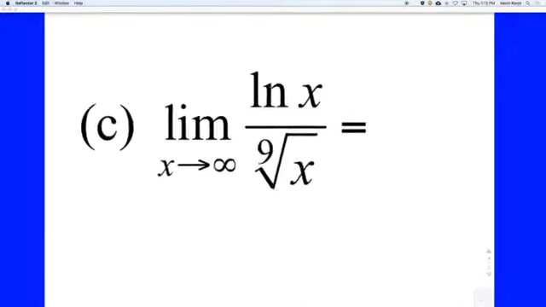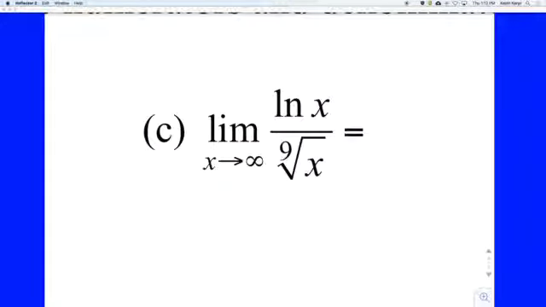All right, letter C, going to infinity, natural log of x over the 9th root of x. This is like a battle of last place right here, kind of. Natural log of x grows slowly, 9th root of x, not in a hurry to go to infinity. But someone's got to win. Yeah, it is 0. Because 9th root of x is x to the 1/9, which belongs to the power function family, which grows faster than any logarithmic growth function. So yeah, it does go to 0. Good.